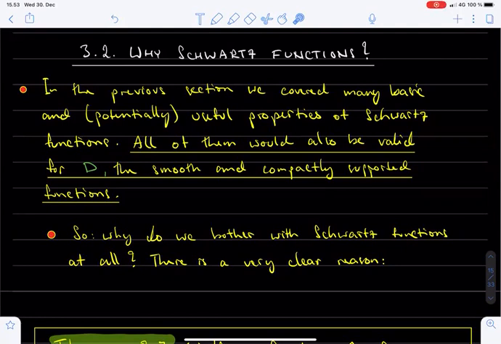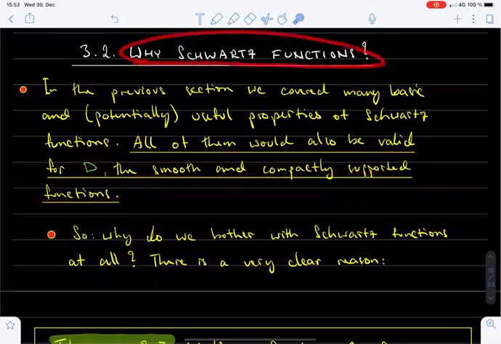In the previous lecture, we defined the space of Schwartz functions, also known as rapidly decreasing functions, and discussed some of their basic properties. For example, the class of Schwartz functions is invariant under differentiation, multiplication by polynomials, and convolution. However, all of these basic properties would also be true for the smaller space of so-called test functions, often denoted by a calligraphic D, which consists of smooth and compactly supported functions.